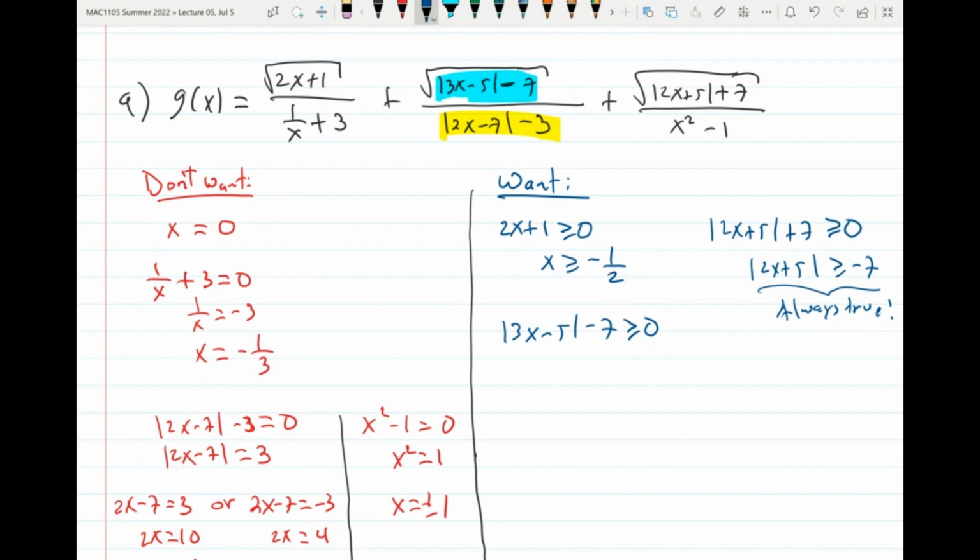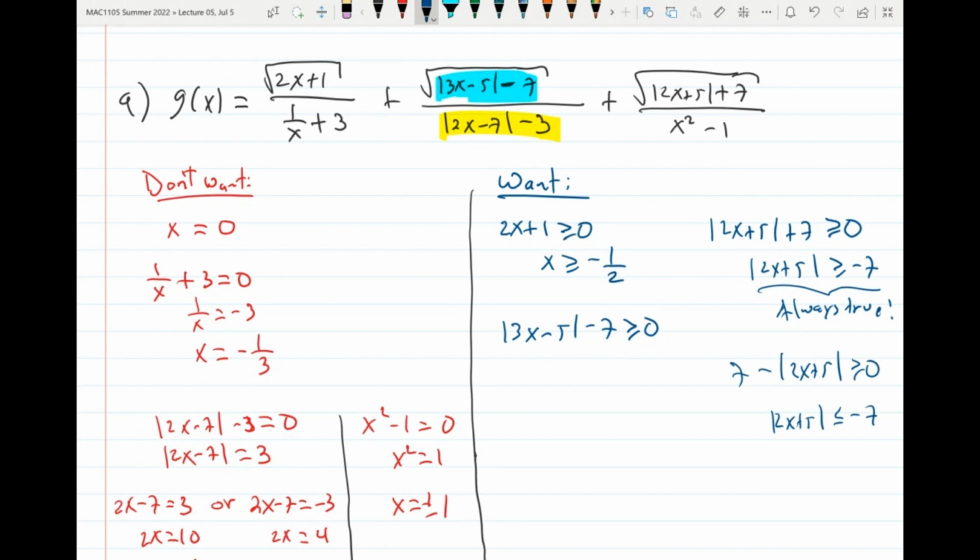If it would have been 7 minus this, okay? If instead of being this plus 7, it would have been 7 minus the absolute value, then let me write it down. I will erase it, but if it would have been 7 minus the absolute value, we would need that to be greater than or equal to 0, right? So that would mean that the absolute value has to be less than or equal to -7.